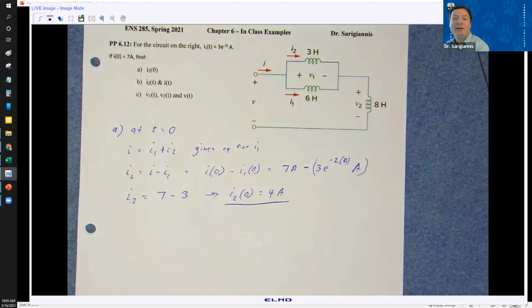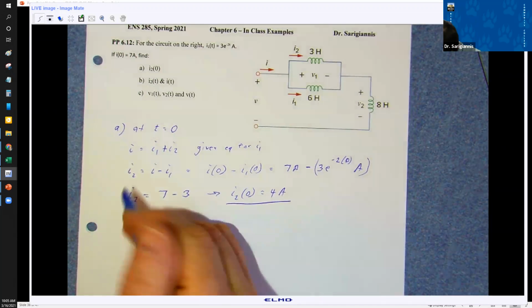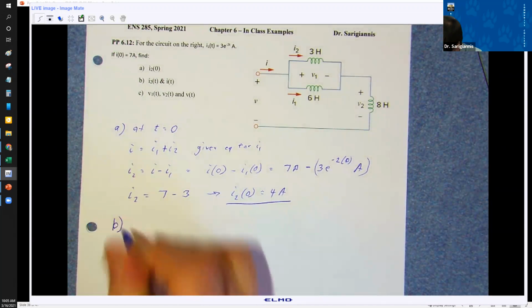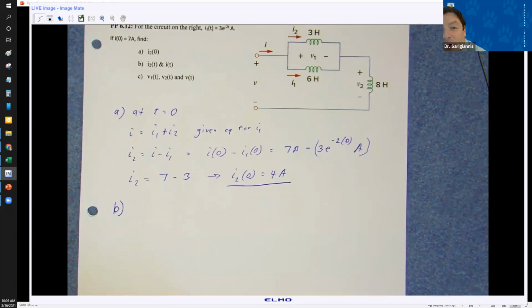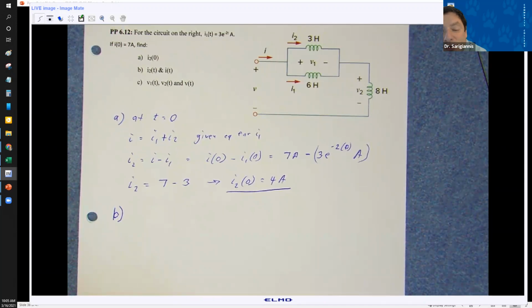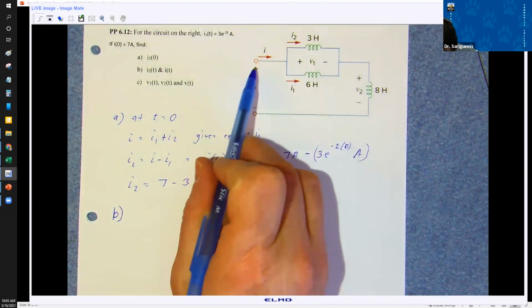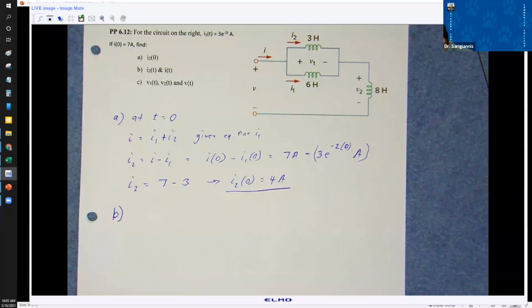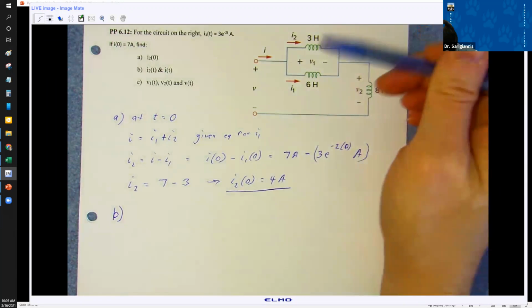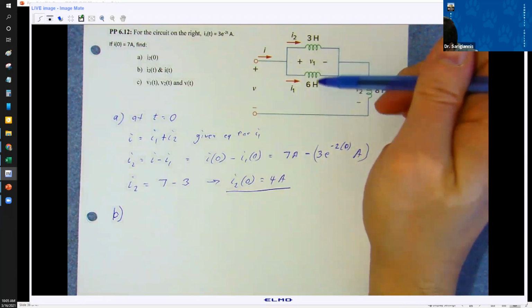Right, so this is just a simple KCL analysis, right? The only thing here is recognizing this is at that instant, time equals 0. All right, now we want to find I2 as a function of time and I as a function of time. The first thing we need to recognize is that the voltage drop over these two inductors is the same, right?